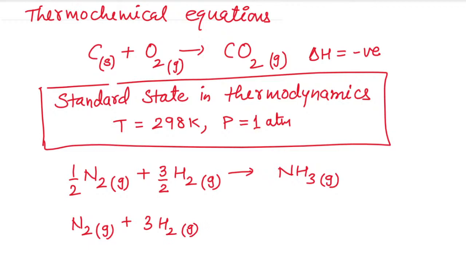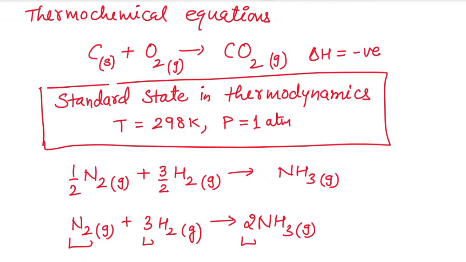Or we can write it by multiplying with 2: N2 gas plus 3H2 gas to give 2NH3 gas. So this is read as 1 mole of nitrogen gas reacts with 3 moles of hydrogen gas to give 2 moles of ammonia gas.